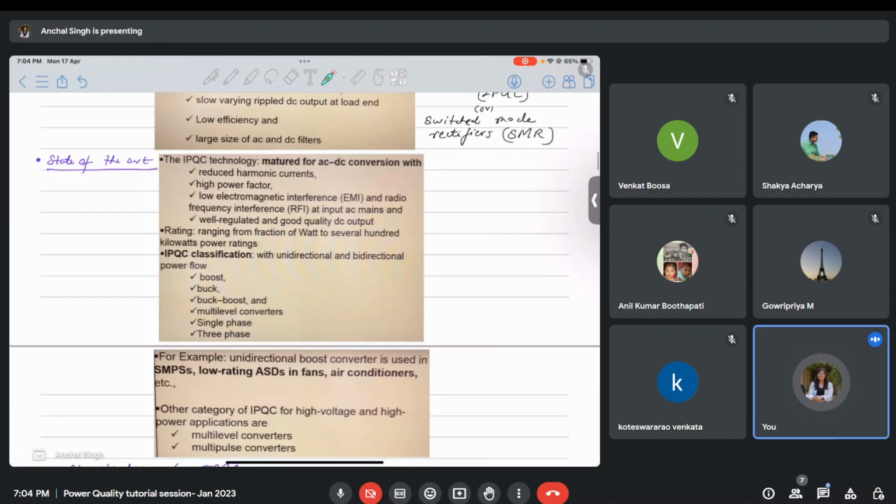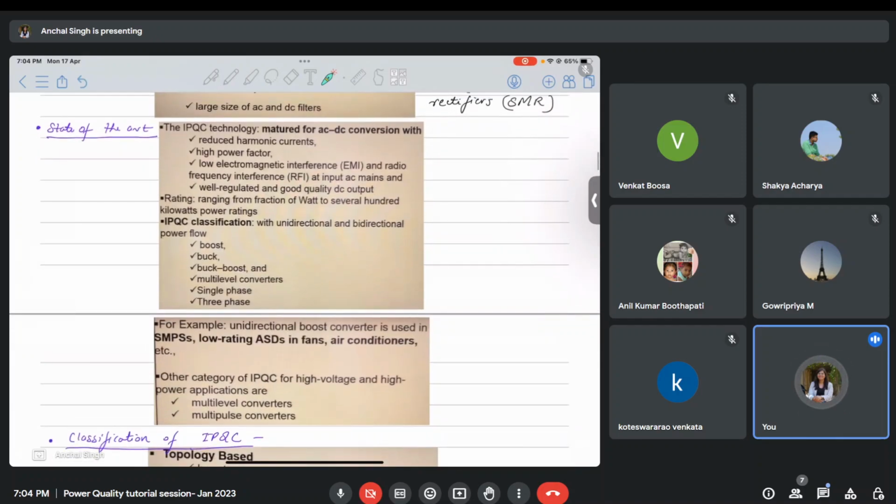And as a state of the art, improved power quality converter technology has matured for AC to DC conversion with these power quality improvements. They are able to reduce harmonics, increase the power factor, and take care of electromagnetic interference. They are able to output well regulated, good quality DC output, and the ratings available range from a very few watts to several hundred kilowatts.